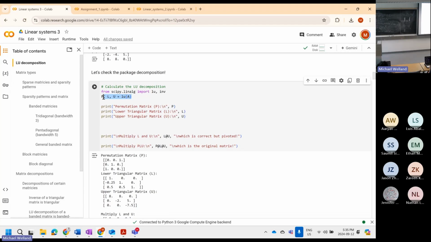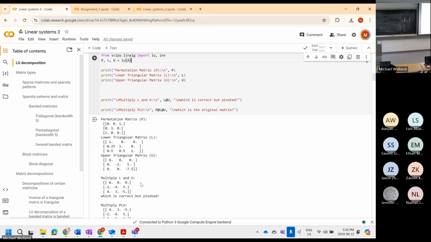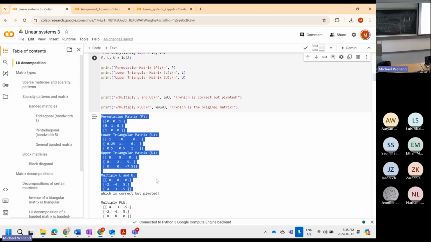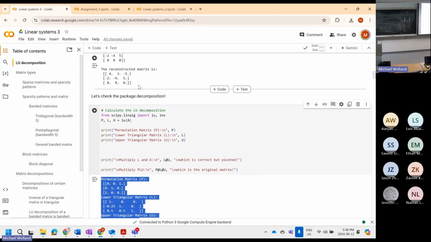So when we do this LU decomposition, note there are 3 matrices, right? You find the permutation matrix, lower triangular and upper triangular. And sure enough, when you multiply L and U together, you do not get the original matrix. But you know why, right? This is the result from just multiplying L and U: 8, 8, 0, minus 2, minus 4, 5, 4, 3, minus 5. And what we wanted was this one. The difference is that the rows are swapped.